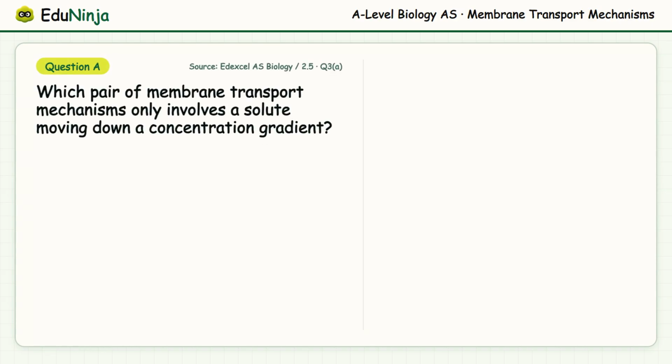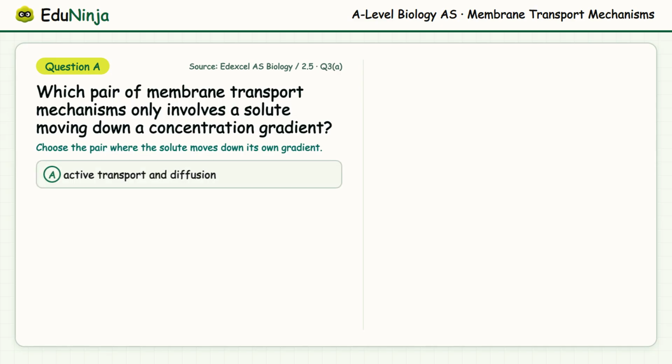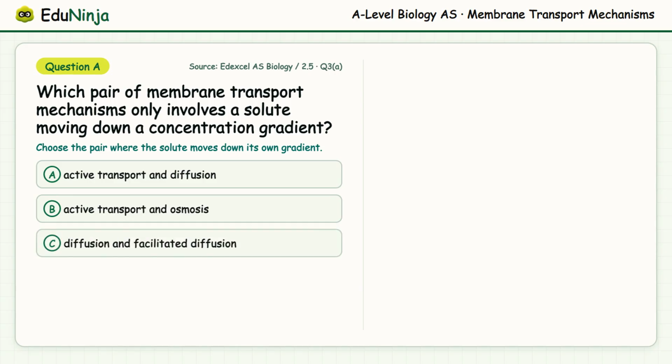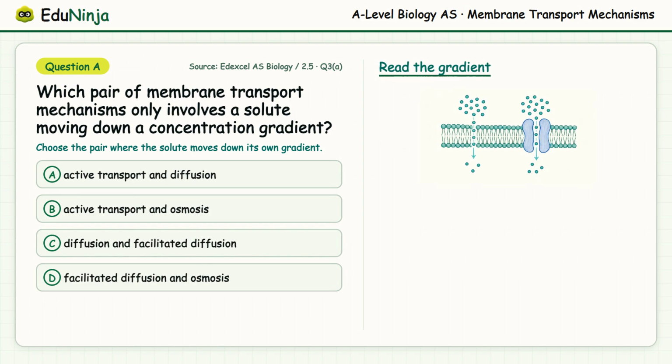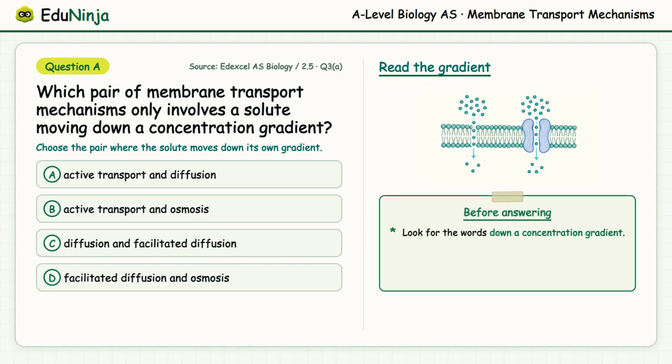Now let's try a real Edexcel AS question on membrane transport. Which pair of membrane transport mechanisms only involves a solute moving down a concentration gradient? Read the options carefully. A. Active transport and diffusion. B. Active transport and osmosis. C. Diffusion and facilitated diffusion. D. Facilitated diffusion and osmosis. The key phrase is solute moving down a concentration gradient.